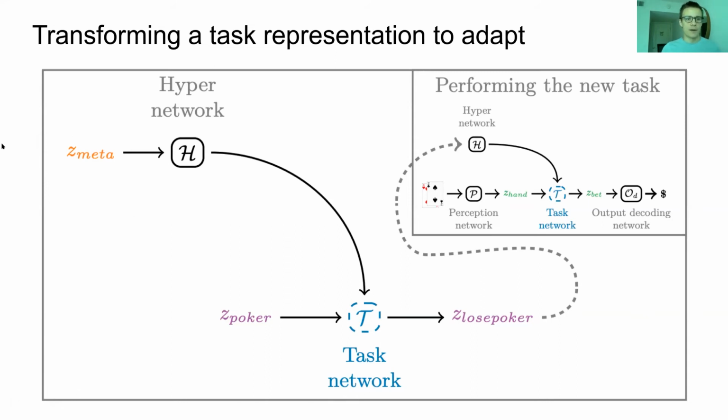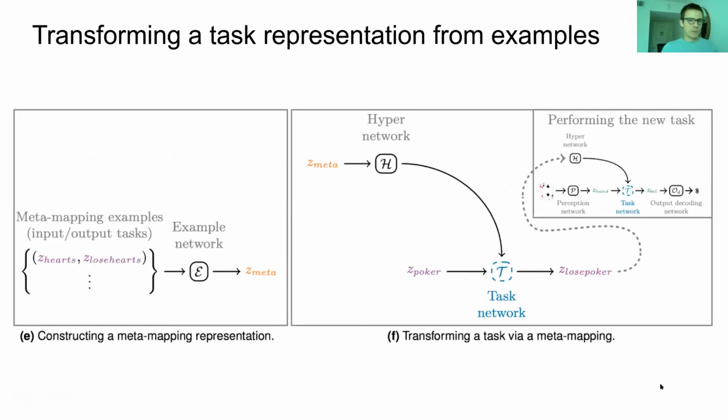Okay, and then where does this metamapping representation come from? Well, I'm going to construct it from examples, just like I did with the basic task representations. The basic idea is that from examples of winning at hearts and losing at hearts, winning at blackjack and losing at blackjack, and so on, we'll collect a set of those examples, which here are actually going to be representations for those tasks, constructed by my model. Pass those to an example network, which will aggregate across them in some way in order to produce a metamapping representation. Then we can pass that into the hypernetwork, set the weights of the task network to adapt task representations from winning to losing. And that's the basic idea of how task transformation is going to work.